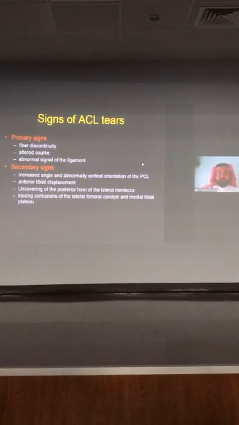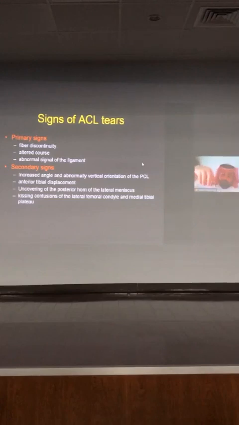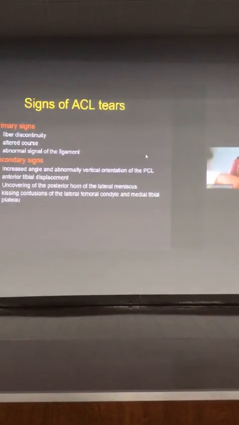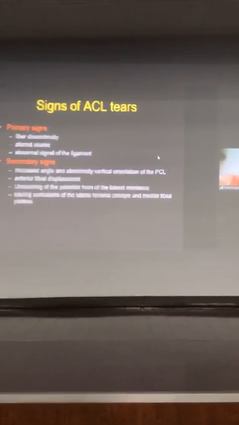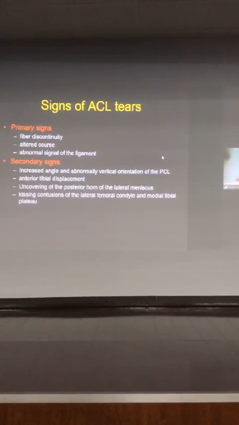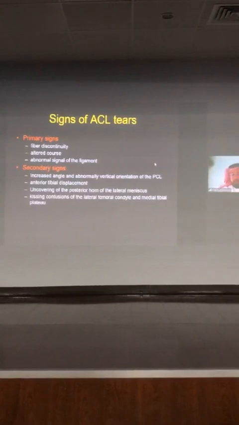And lastly, the kissing contusions of the lateral femoral condyle and the medial tibial plateau, because we all understand that the ACL tear actually happens because of this pivot shift type injury. The tibia is stuck to the floor and the femur is rotating internally, which puts stress on the ACL, and then the ACL snaps and tears. Then the femur goes back and the lateral femoral condyle hits the posterior aspect of the tibial plateau, and this is how you get an ACL tear.